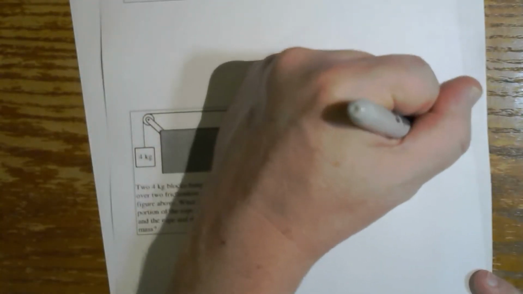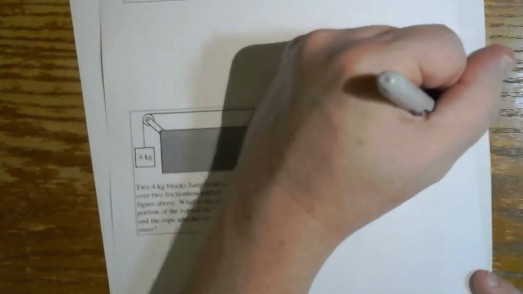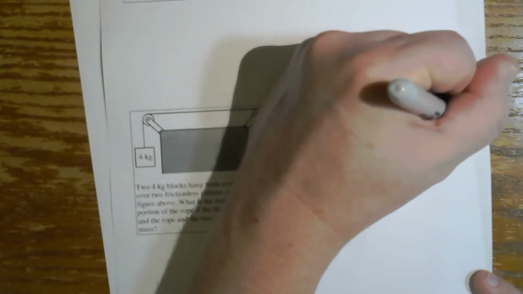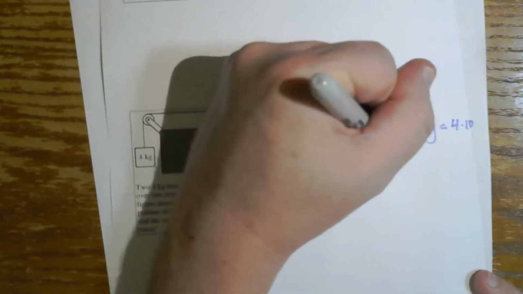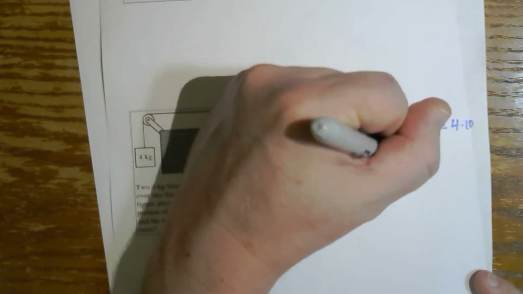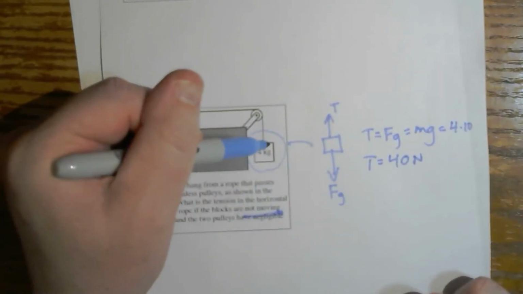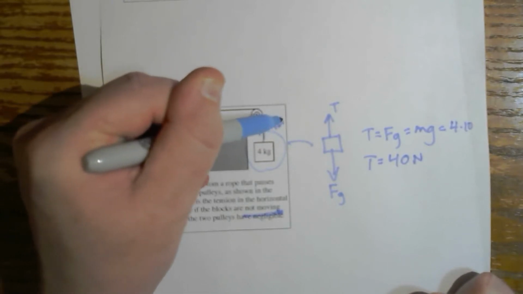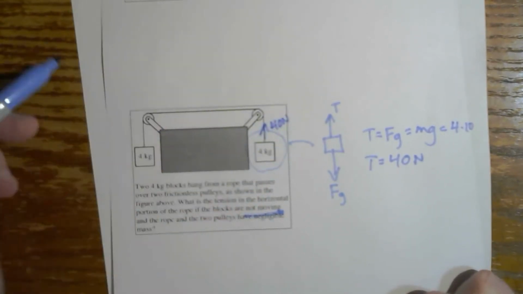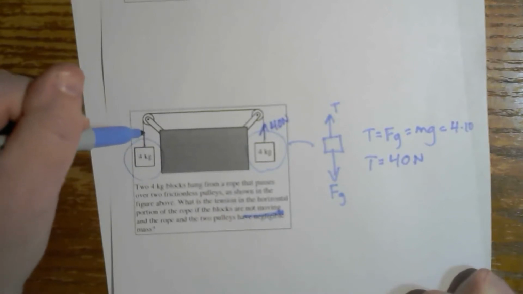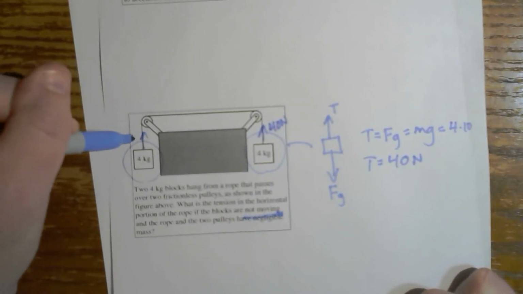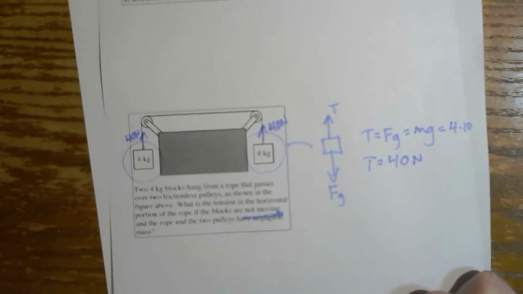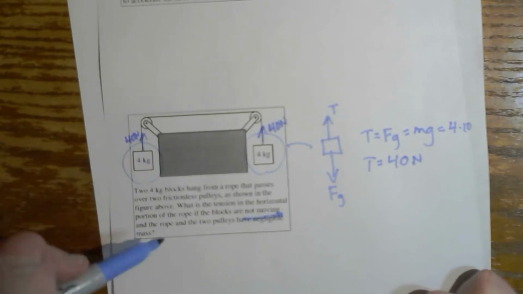Well, that's just mg, and so 4 times 10 is 40 newtons. Okay, so 40 newtons is pulling on this string right here. There's 40 newtons in that string. Well, if you did that same free body diagram on the other side, you'd also have 40 newtons, because it's not moving either.